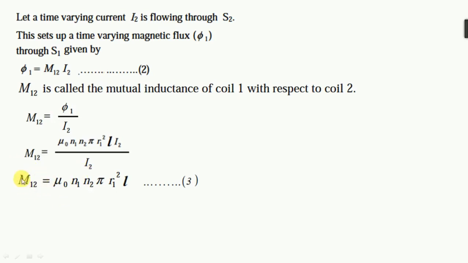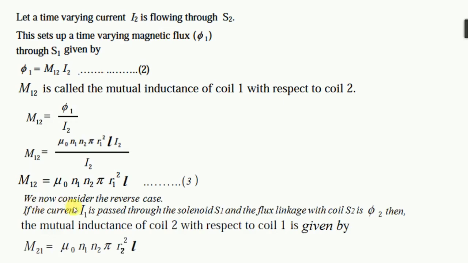Now this is the mutual inductance of coil number 1 with respect to coil number 2. And if you want to find the mutual inductance of coil number 2 with respect to 1, that time we have to reverse the case. That means we have to send the current through solenoid number 1 and change the flux through coil number 2.